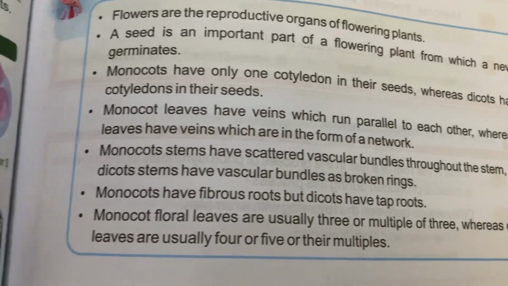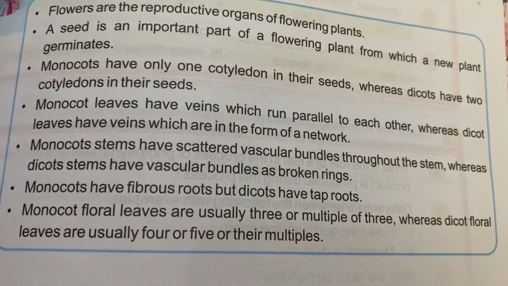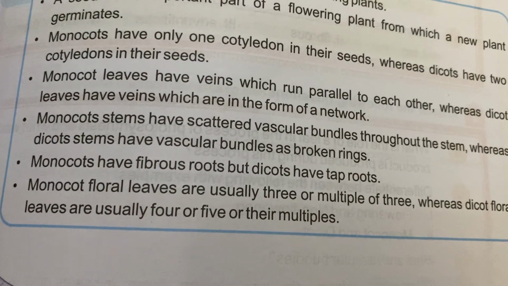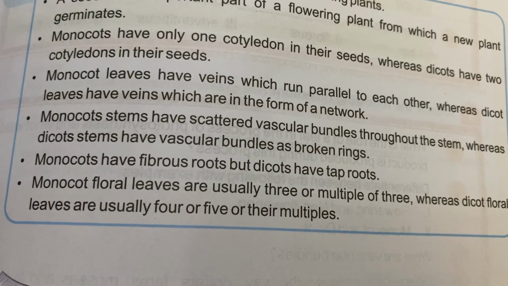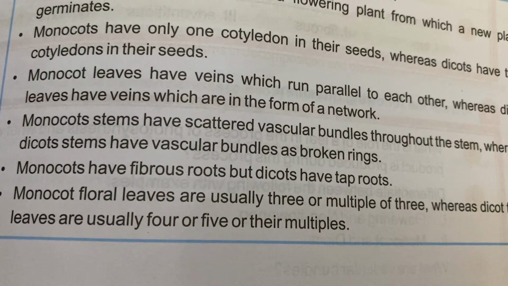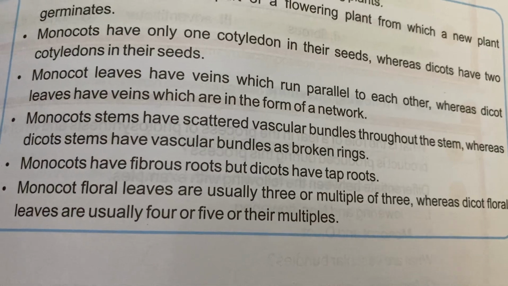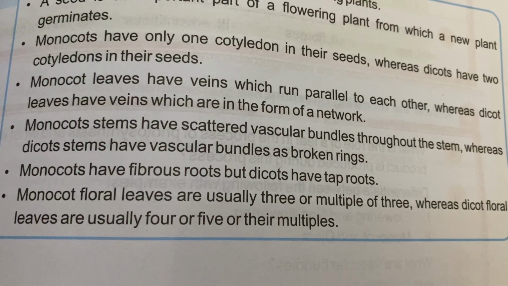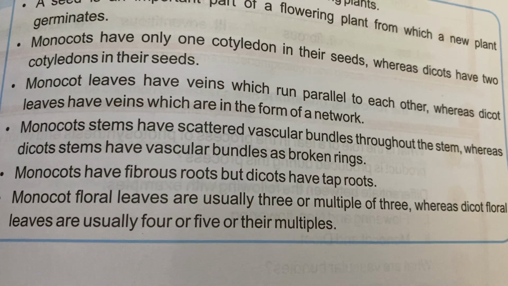Flowers are the reproductive organs of flowering plants. A seed is an important part of a flowering plant from which a new plant germinates. Monocots have only one cotyledon in their seeds, whereas dicots have two cotyledons in their seeds. Monocot leaves have veins which run parallel to each other, whereas dicot leaves have veins which are in the form of a network. Monocots have only one cotyledon in their seeds, whereas dicots have two cotyledons in their seeds.